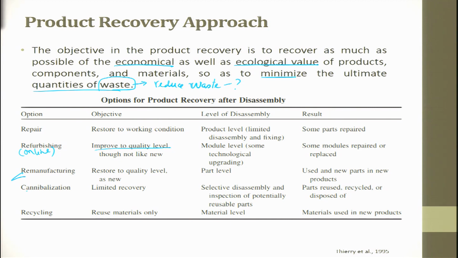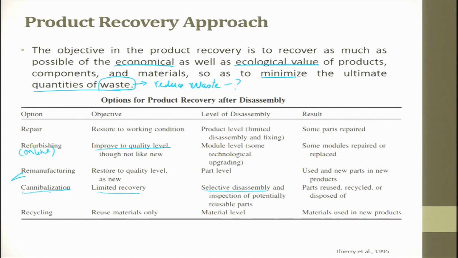The next one is cannibalization, limited recovery. Cannibalization is limited recovery, selective disassembly and inspection of potential reusable parts. Parts reused, recycled or disposed of. Cannibalization means selective disassembly, and once you disassemble a module and then look at the module or a sub-assembly and look at part level and see what all can be reused, recover it from there and then put it back and then start using it.